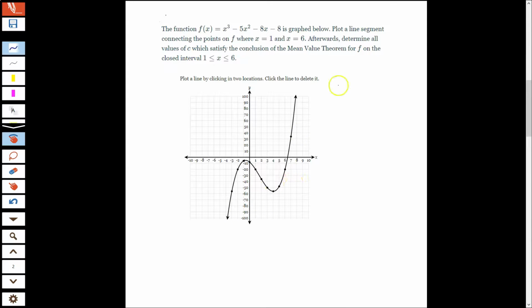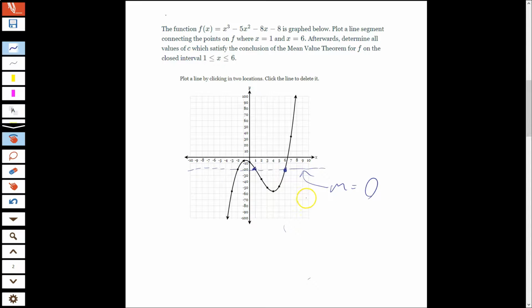So we have our same type of function. We have a polynomial, and we are looking for the points where x equals 1, so that would be here on the graph, and x equals 6, so that would be here on the graph. And this is an interesting example because this secant line is horizontal. So we don't have to do the math here. We can just say that the slope of this line is 0.